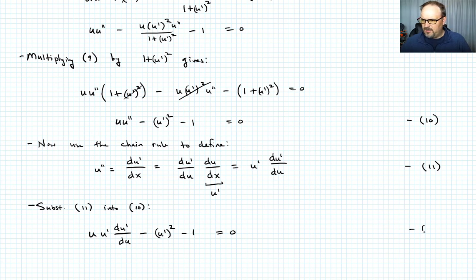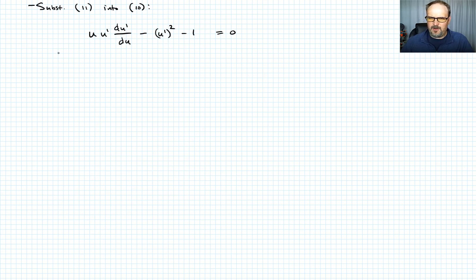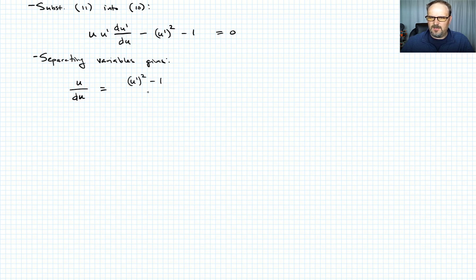So that's my new set of equations. Okay, now what I want to do is separate variables. So when I do that, I'm going to move the u prime squared minus 1 to the other side, and then divide by u prime du prime, and I'm going to keep the u over du on the other side. So I have u over du on this side, and on the other side, I have u prime, the quantity squared, minus 1, divided by u prime times du prime, right?